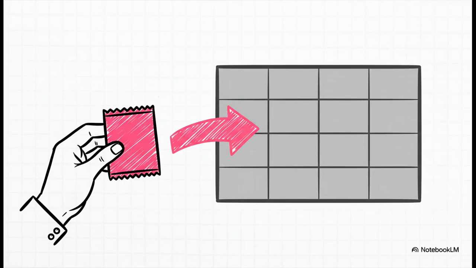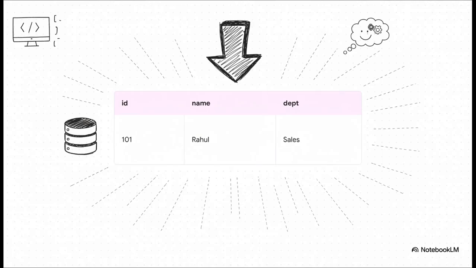So first up is create, which in SQL means insert. Our table is empty, so let's go ahead and add our very first employee. Here's that insert command in action. See how we specify the table, employees, and then we list the values for each column in the right order. And what's the result? Boom! Our empty table now has its first row of data. Rahul from sales is officially in the system.